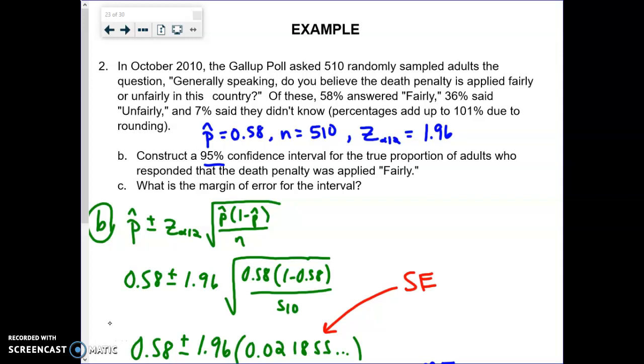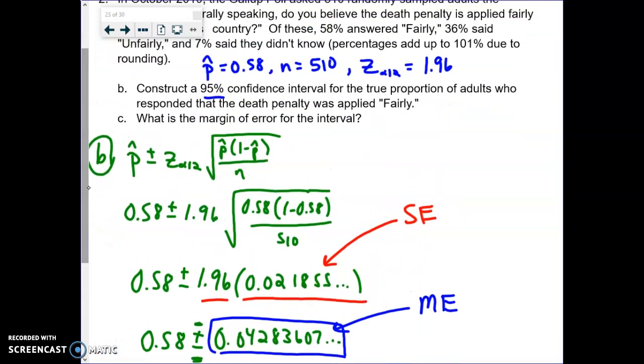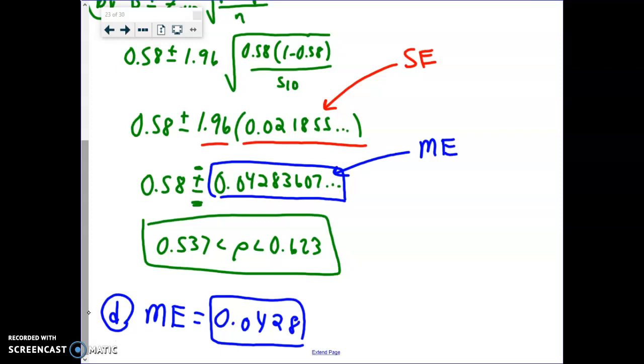Okay, let's finish up example number 2. Now, I did make a mistake here. Sorry, I hope this didn't cause any confusion, but part C was, what is the margin of error for this interval? And I put down D here. So, again, I apologize for that. I hope it didn't cause too much confusion. So, again, that was part C.